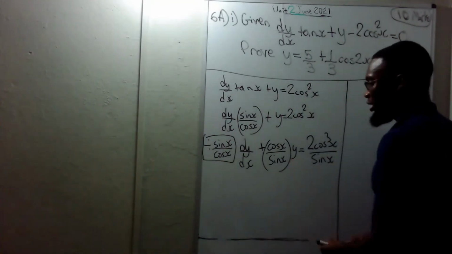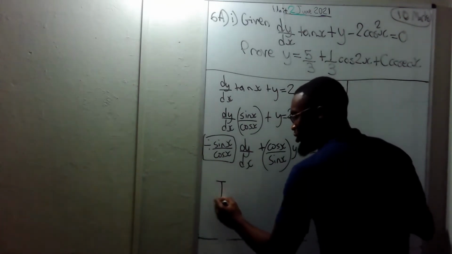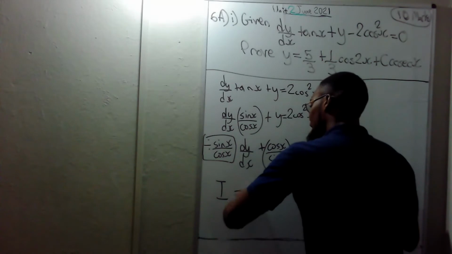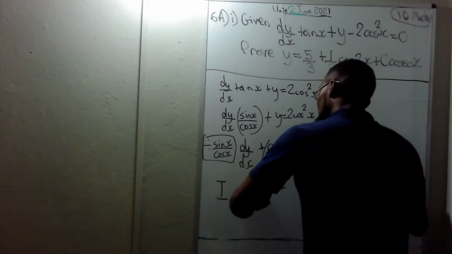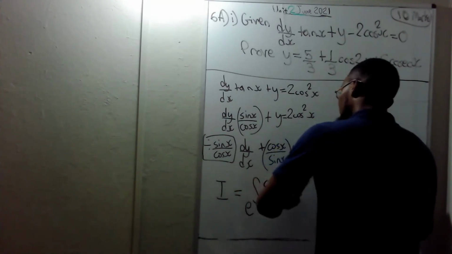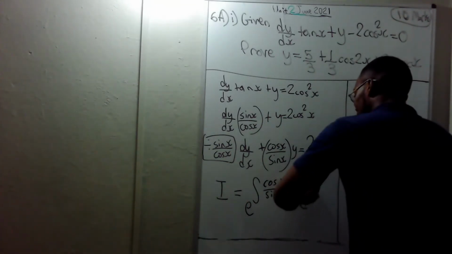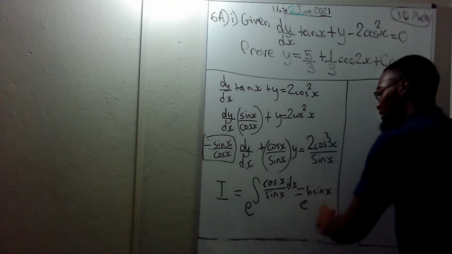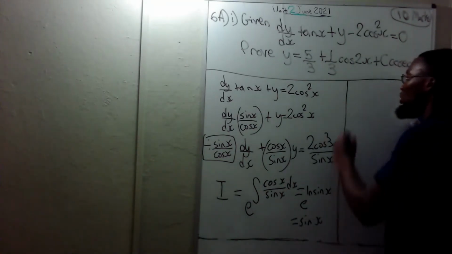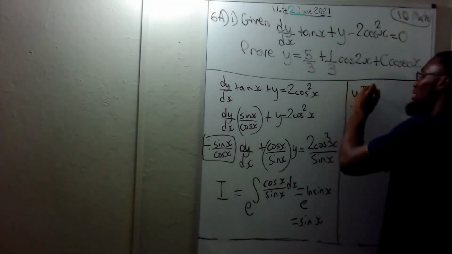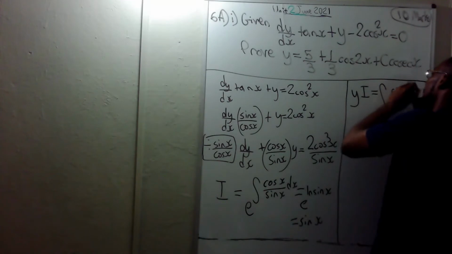And so from this, it's in our standard form, so now we can find our integrating factor. Our integrating factor is e to the integral of whatever is being multiplied by y. So it's the integral of cos x over sine x dx. When we integrate that, we get e to the ln sine x, and e to the ln of sine x is just sine x.